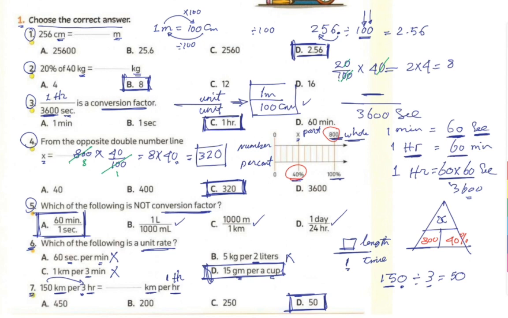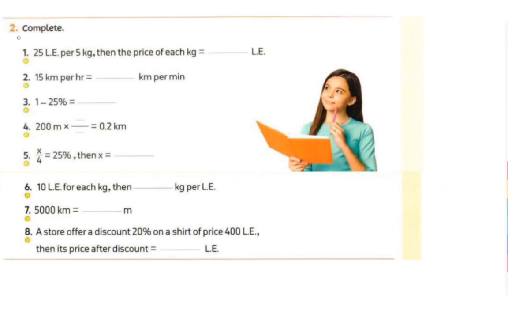Okay, now we finished the first question, choose the correct answer. Let's go to the next question. Number 2, complete. The first one, 25 LE per 5 kilograms. Then the price of each kilogram, that means 1 kilogram. The price for 5 is 25. If I need just 1 kilogram, I will divide 25 by 5, which equals 5. So the price of 1 kilogram is 5.